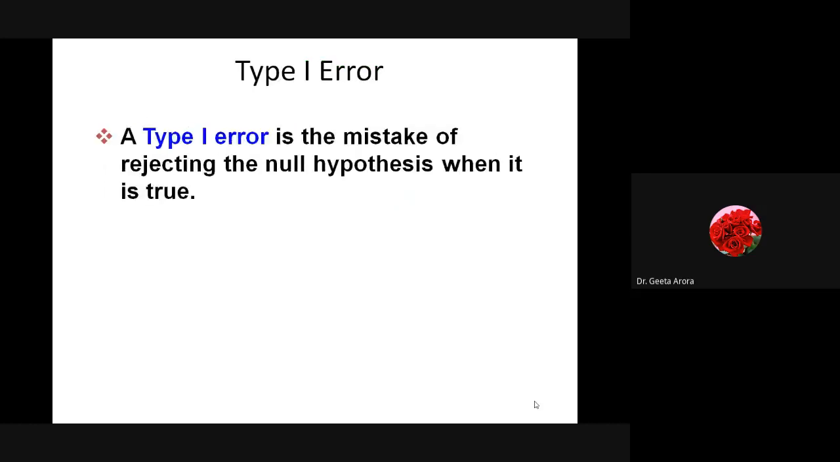Correct? Okay, so today we have to start with the types of errors. What types of errors are there? Error is just a mistake. Correct? Obviously, when we are making some mistake, we say these are the errors that happened.